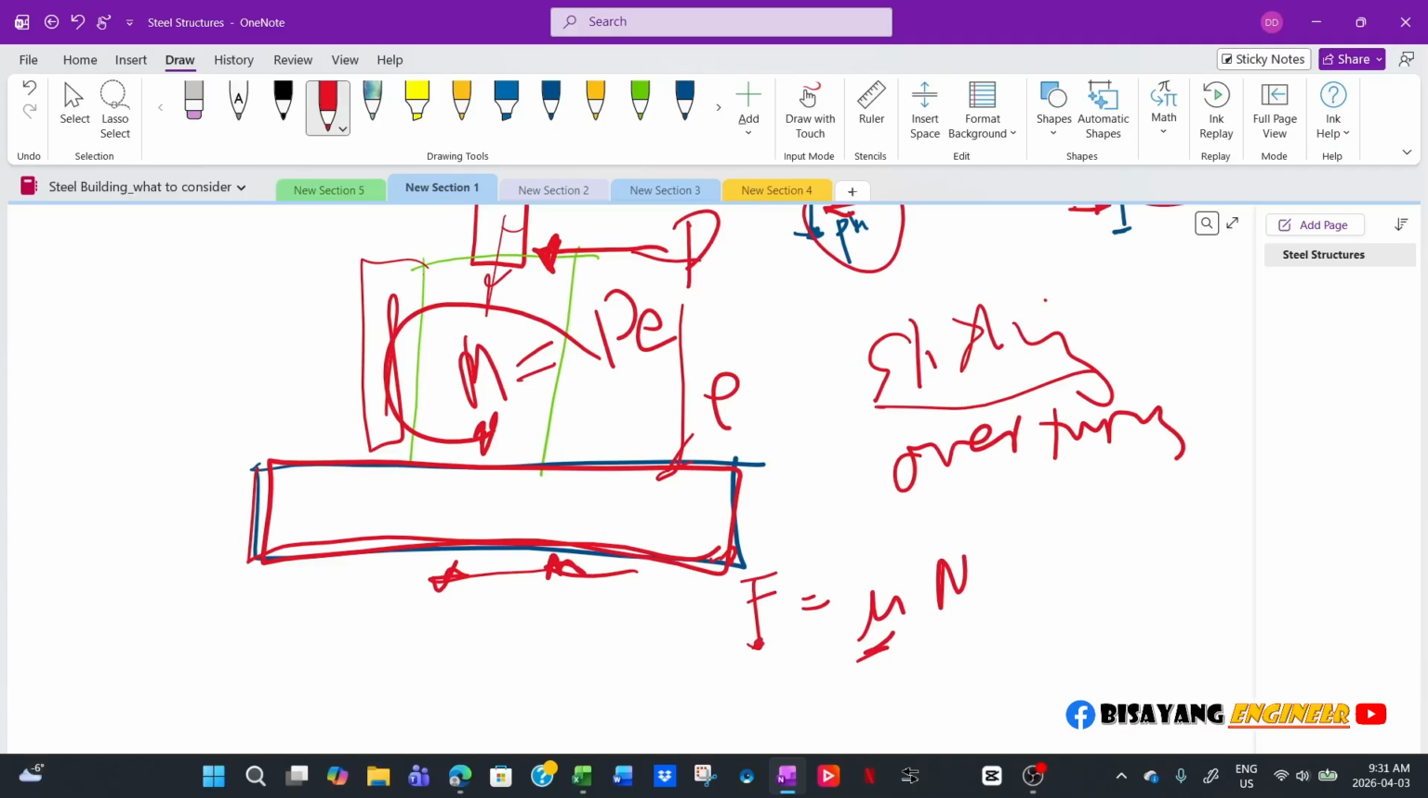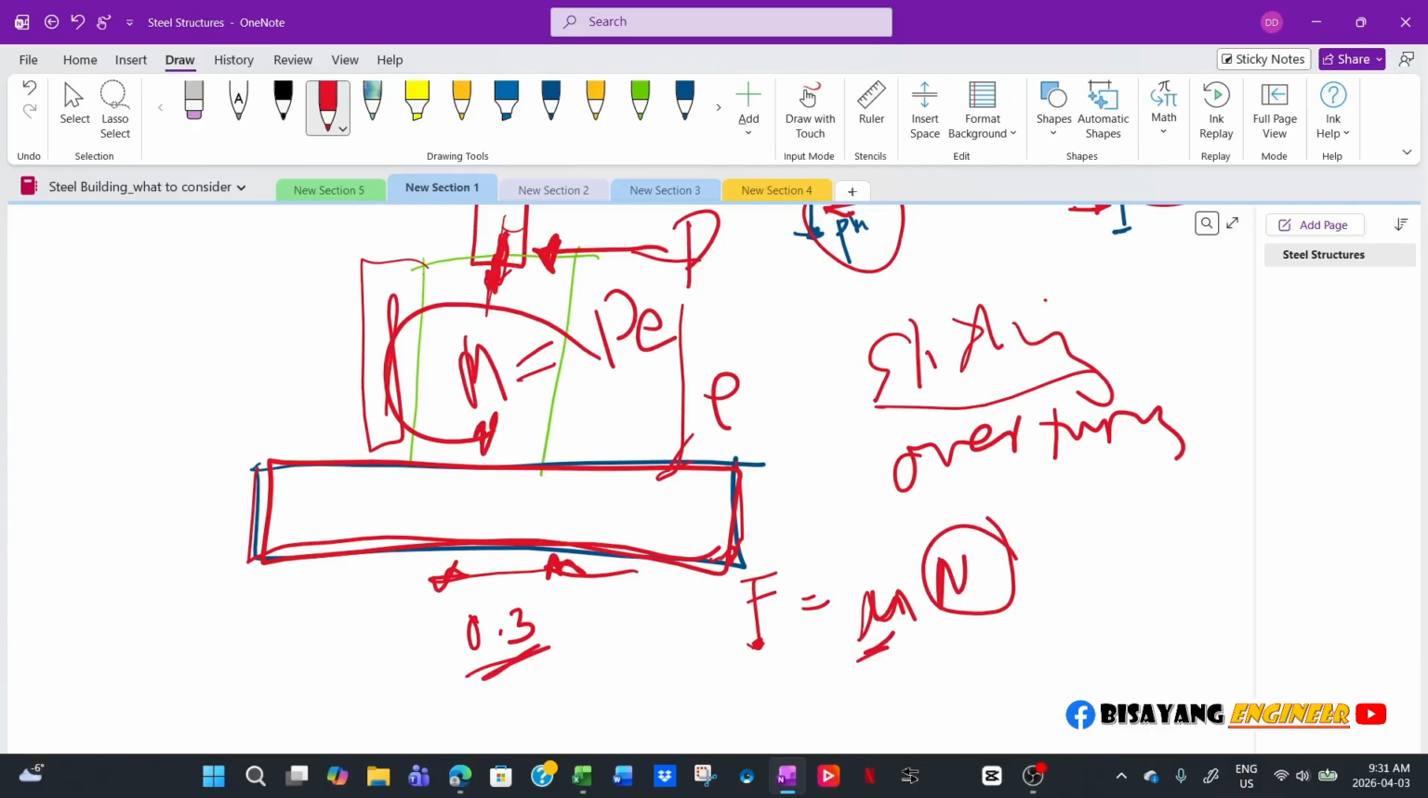So this is the frictional force, and then this is mu times N. Say the coefficient of friction between concrete and clay is probably like 0.3. That is the coefficient of friction. Then the N is the weight. So that weight includes the self weight of the structure.